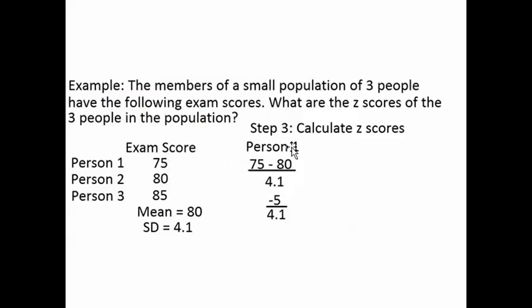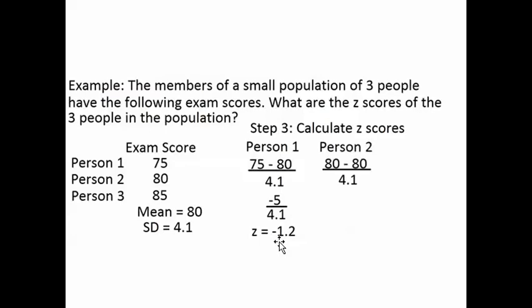75 minus the mean of 80 is -5, and -5 divided by the standard deviation of 4.1 is -1.2, because -5 divided by 4.1 is -1.2. So we know that person 1 has a z-score of -1.2.